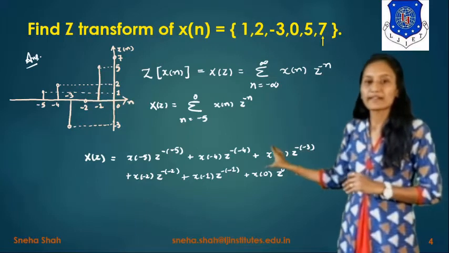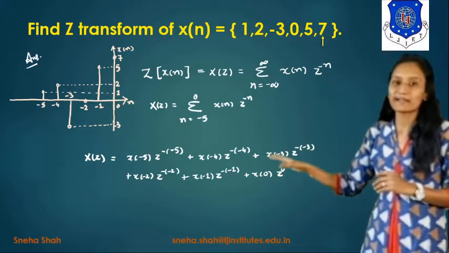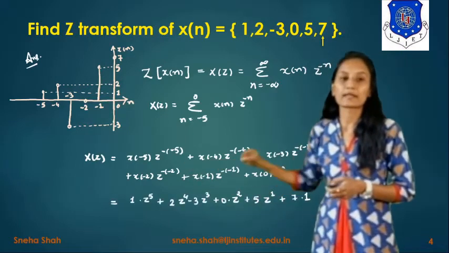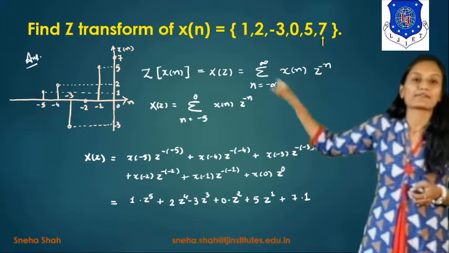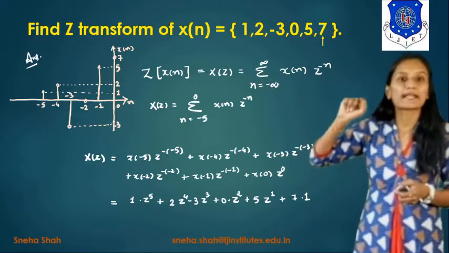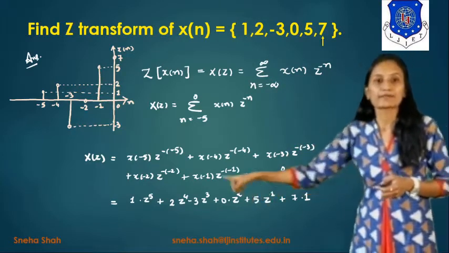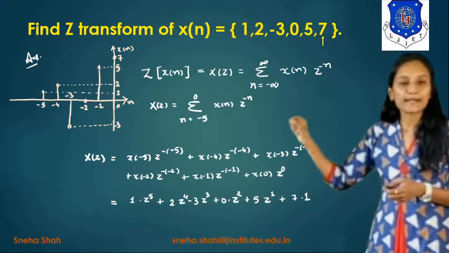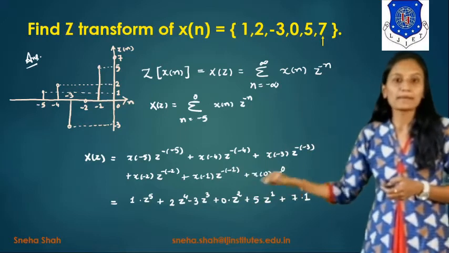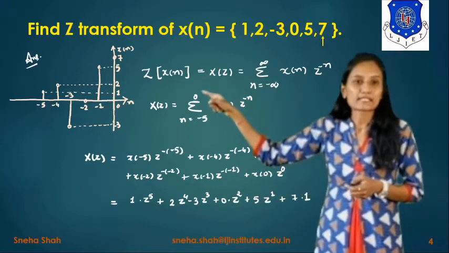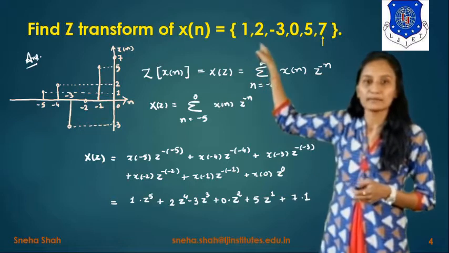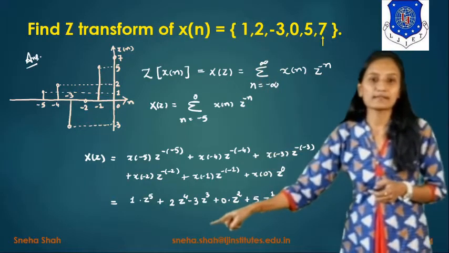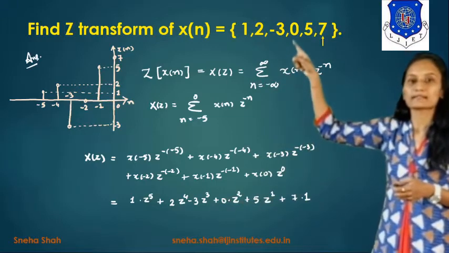So if we simplify this term after putting in the values, X of minus 5: on n equals minus 5, what will be the value of X? Its value will be 1, right? So instead of X of minus 5, I have taken 1. Z raised to minus of minus 5 means Z raised to 5, plus X of minus 4. On minus 4, its value will be 2. So the next term will be 2 into Z raised to 4, minus the next term, which is minus 3.